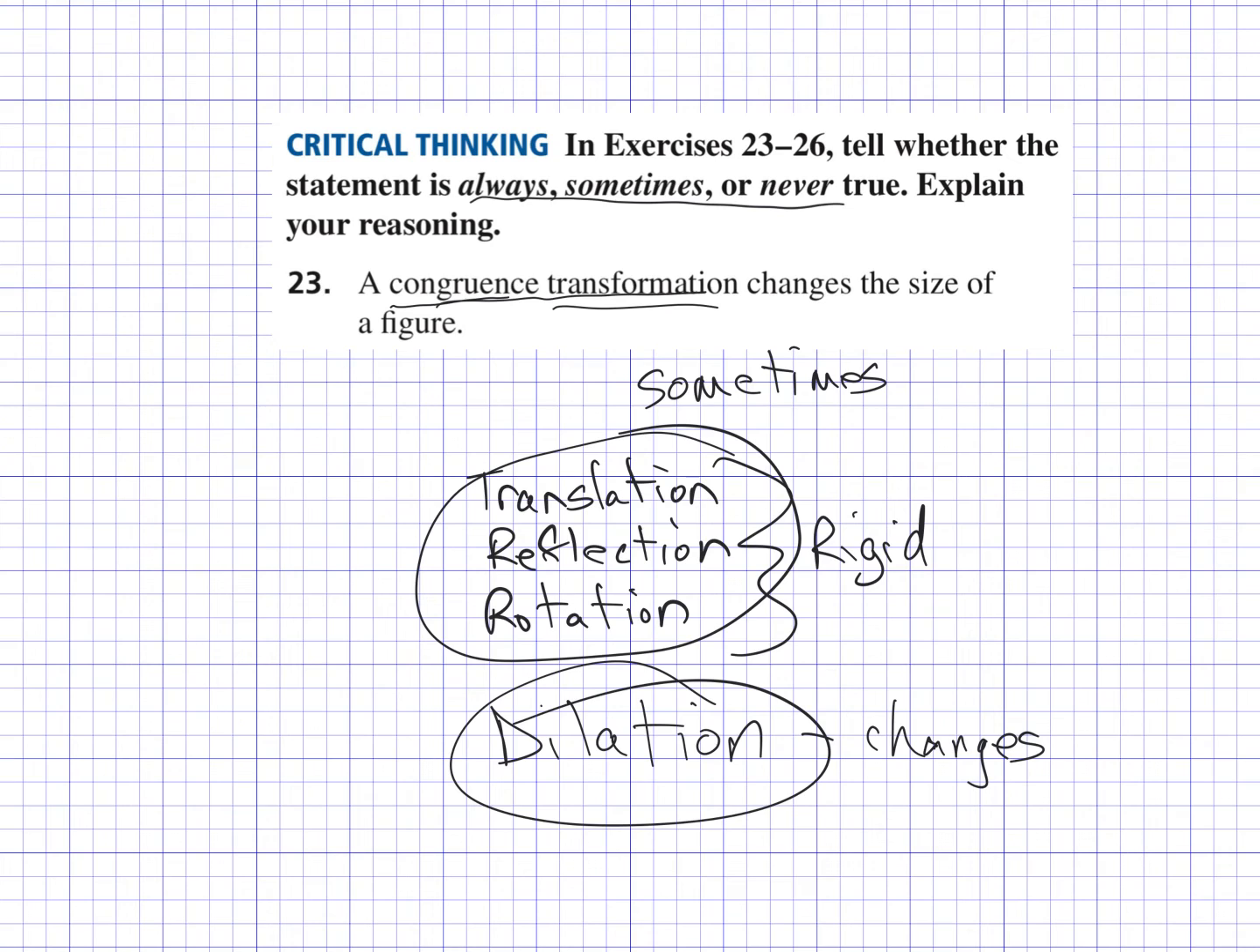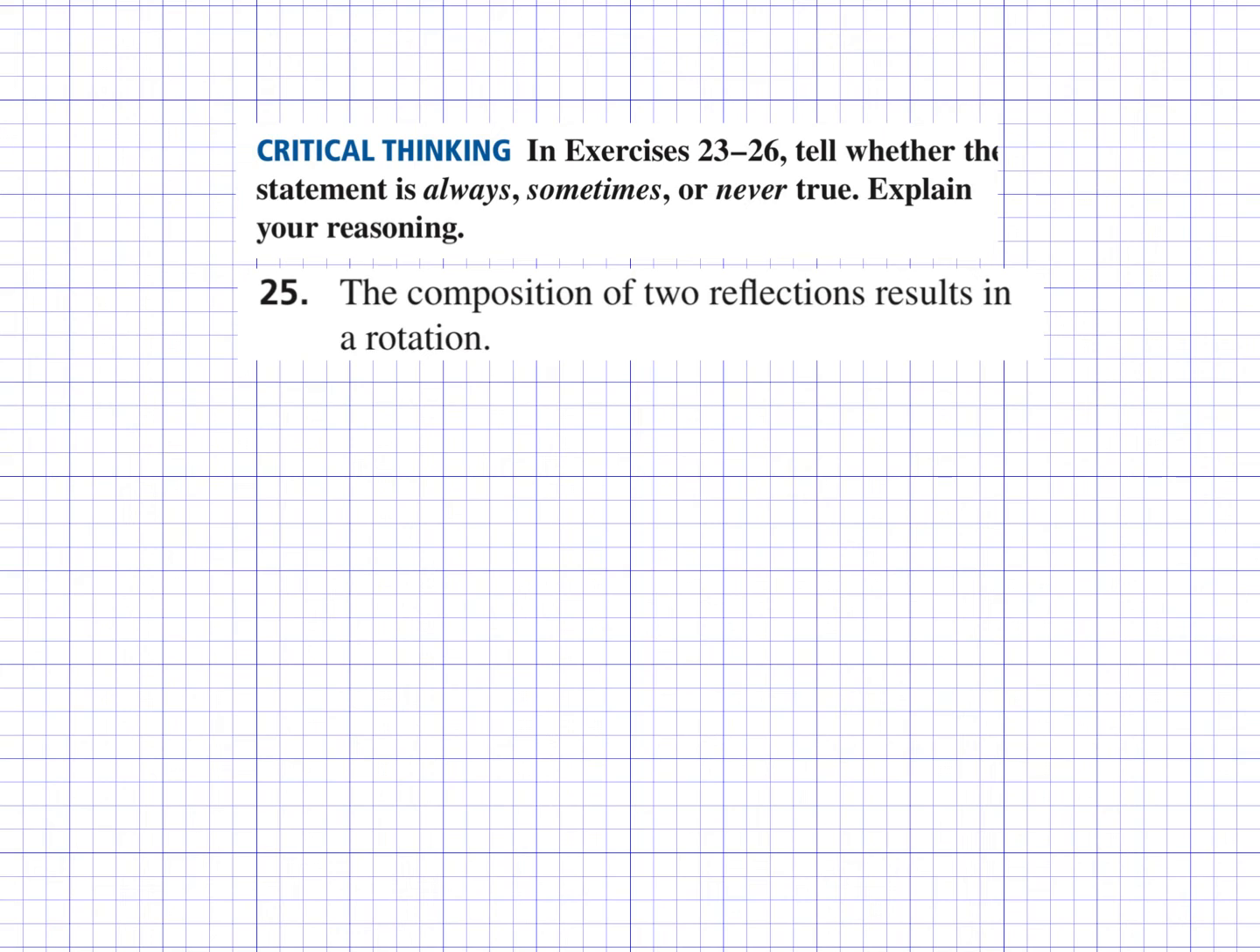But all of these are under the umbrella of transformation. These are all transformations, and dilation changes your size. So out of those four, it's only sometimes. This one: the composition of two reflections results in a rotation. Is that always or only sometimes?